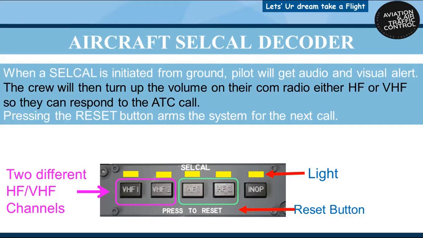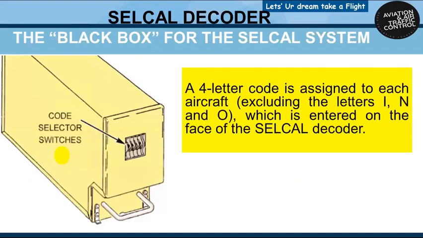The crew will then turn up the volume on their comm radio, either HF or VHF, so they can respond to the call. Pressing the reset button arms the system for the next call. A 4-letter code is assigned to each aircraft, excluding the letters I, N, and O, which is entered on the face of the Selcal decoder.